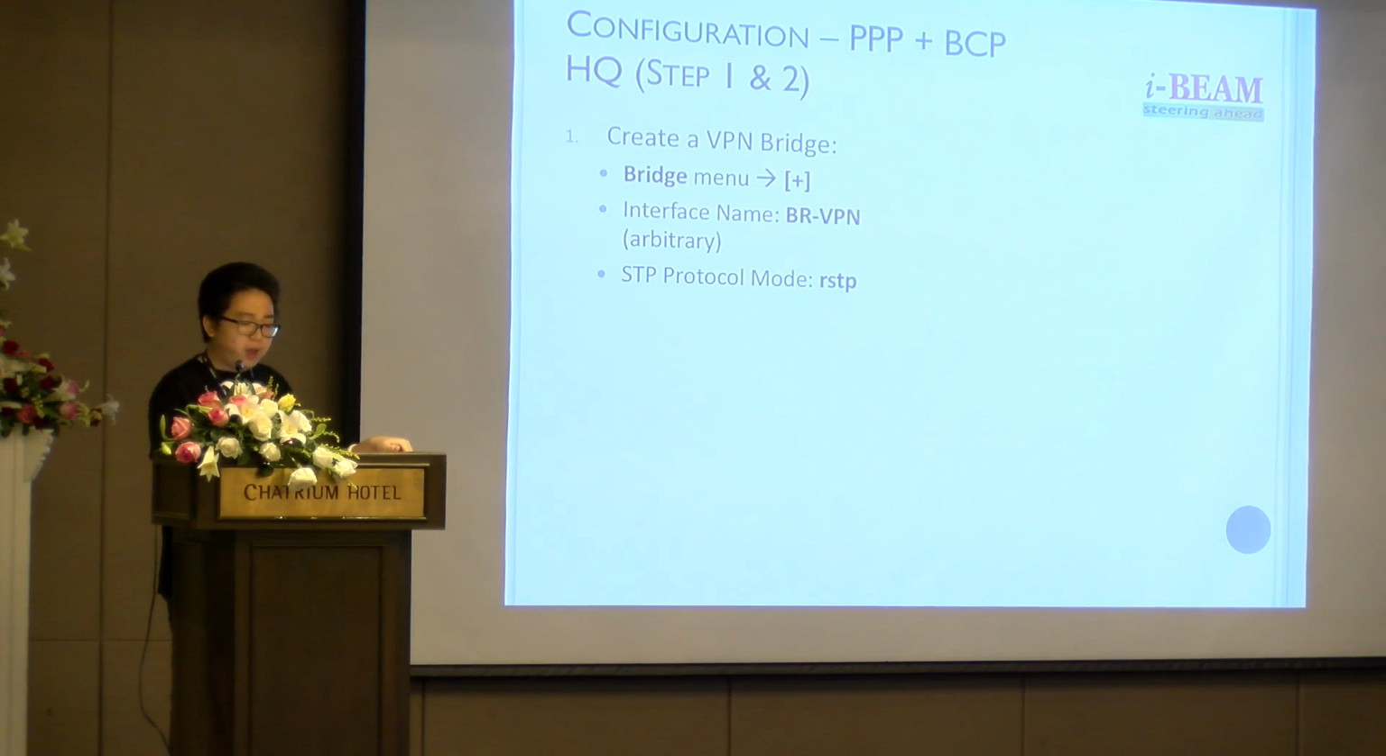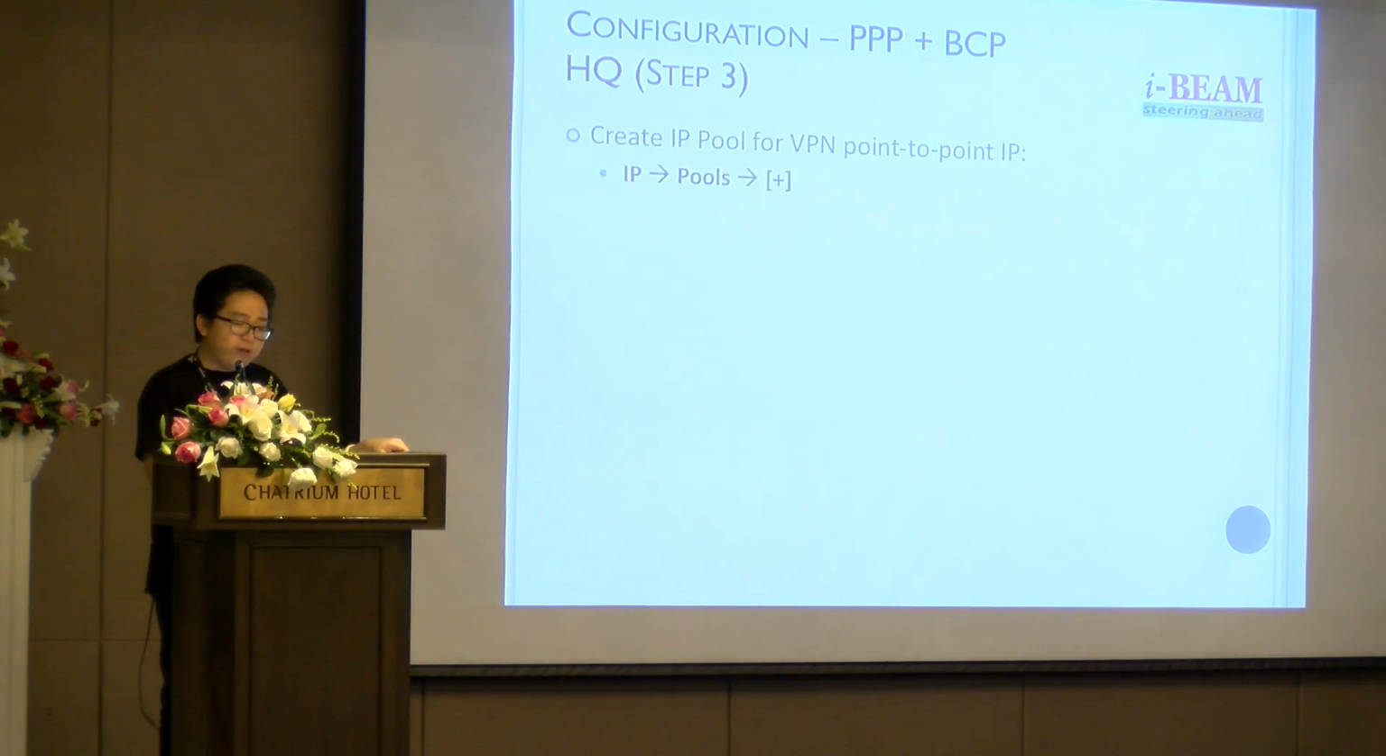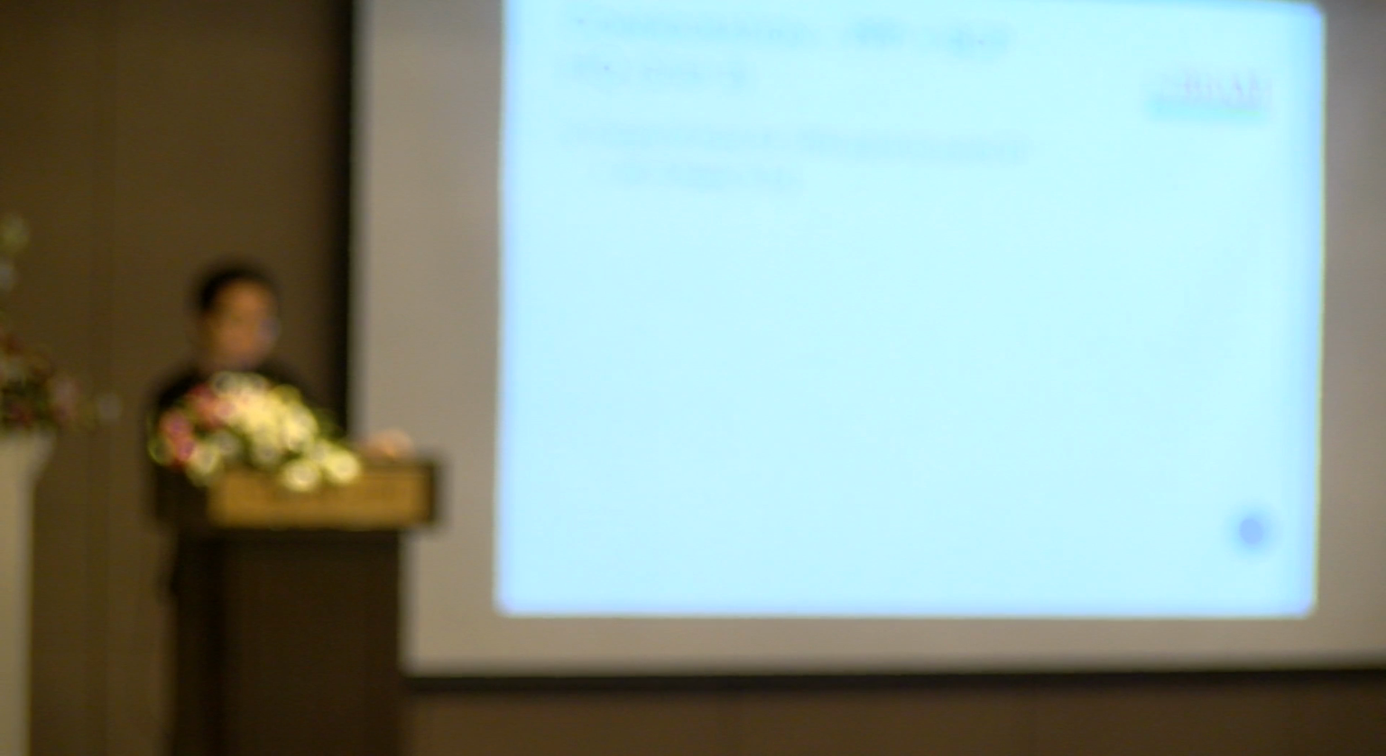How to do it? For step number 1 and step number 2, I think they are quite simple. You just create the VPN bridge and then add the LAN port into the bridge. Go to the bridge menu, create the bridge, BR VPN, and then go to Ports and add Ether2, which is the LAN port that we assumed, to the BR VPN. And then step number 3, you go to IP pools, create the IP pool for VPN.